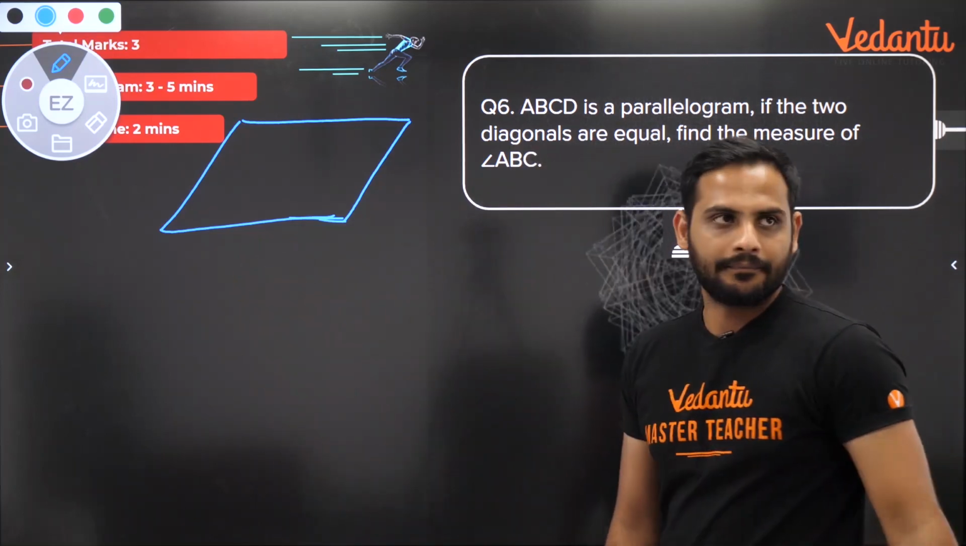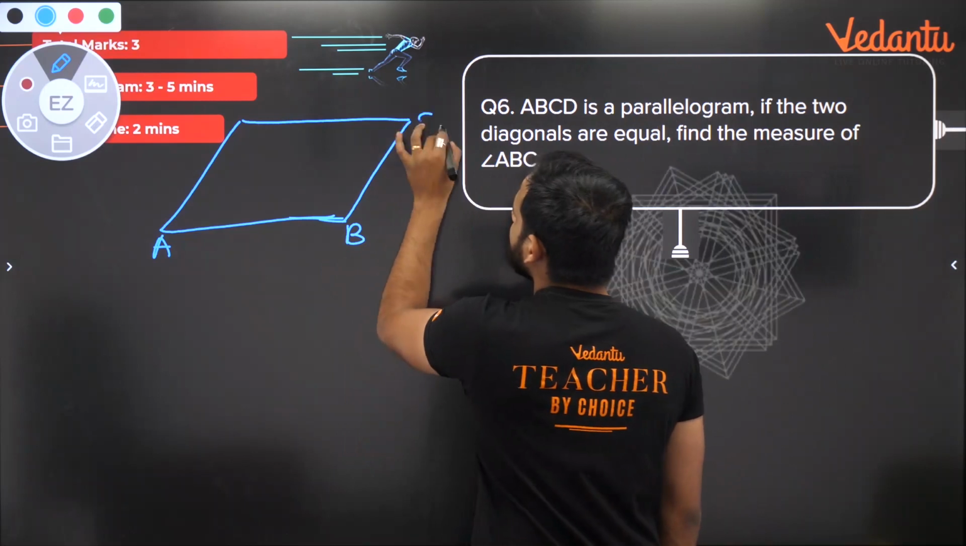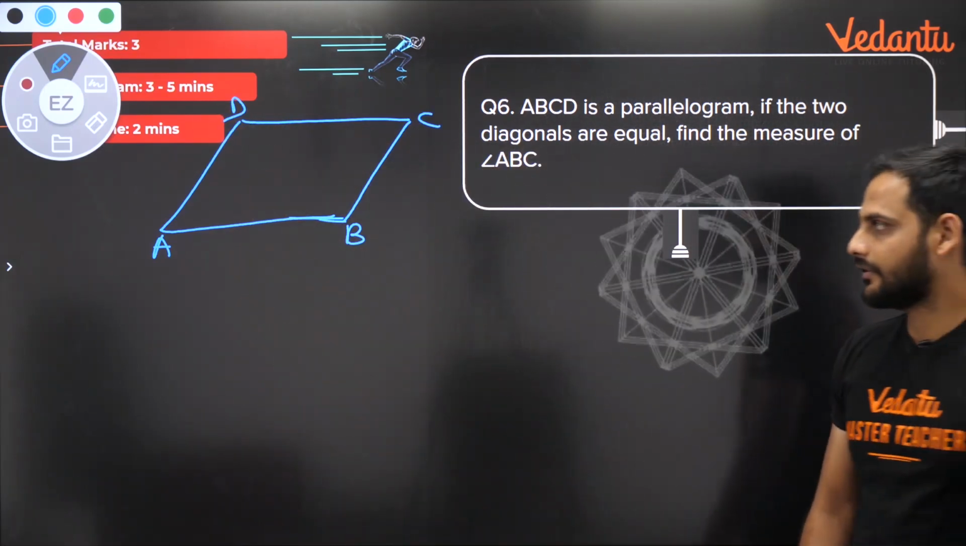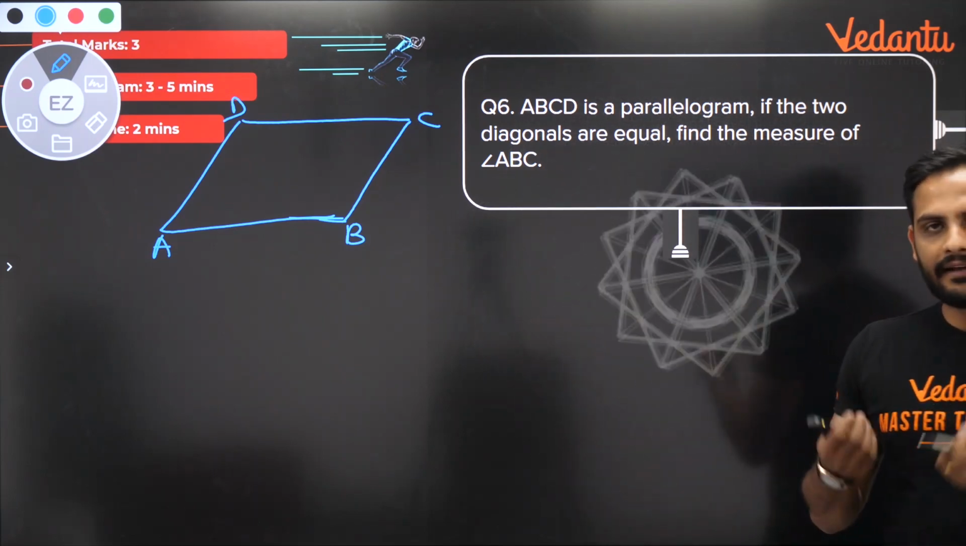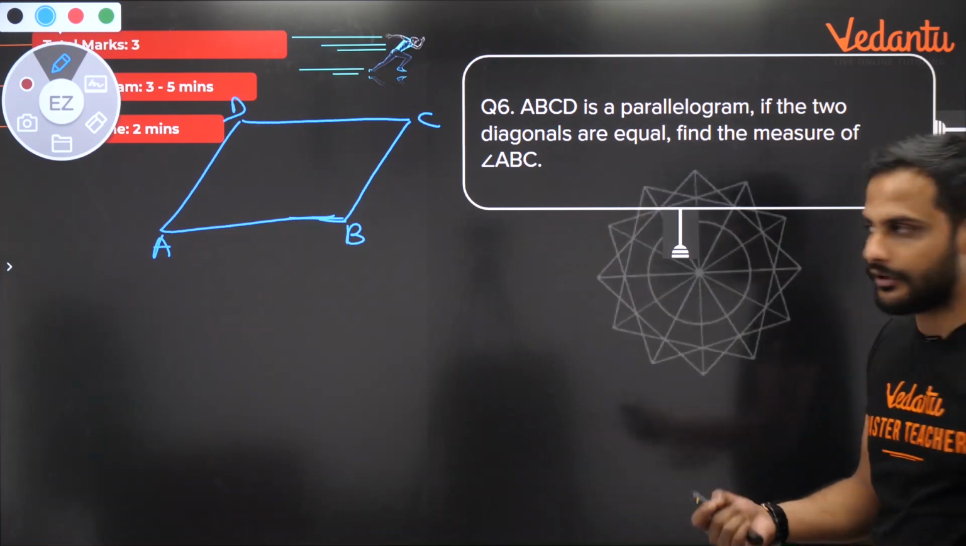ABCD is a parallelogram. Correct? So A, B, C and D. Sorry, this is a parallelogram. Now, they have told that this is a special kind of parallelogram in which the diagonals are also equal.